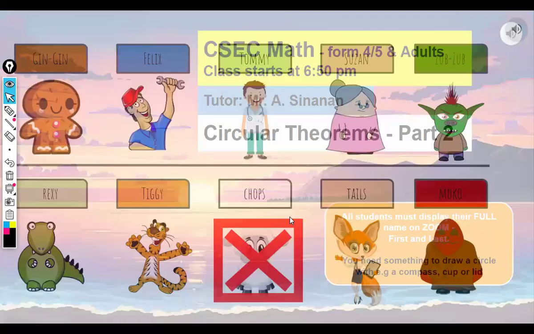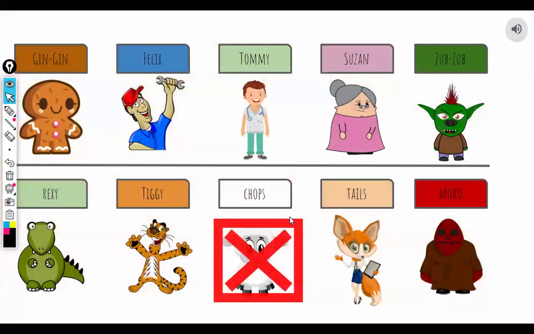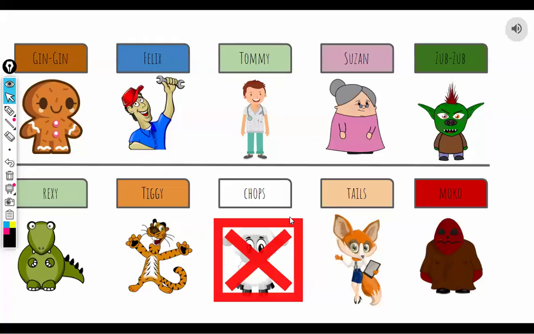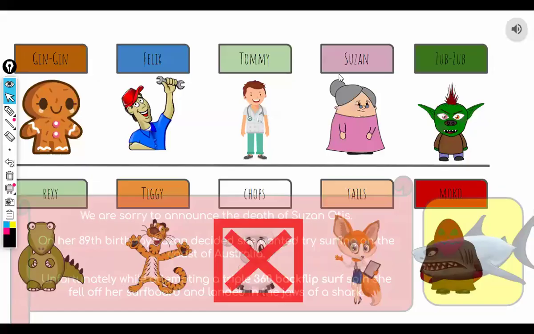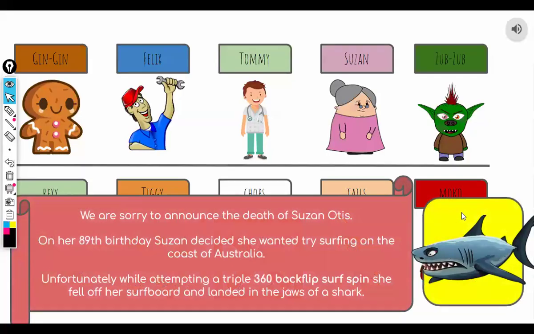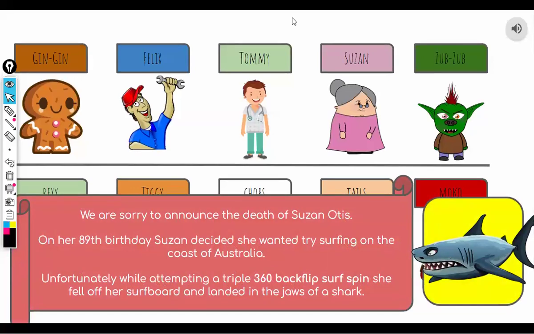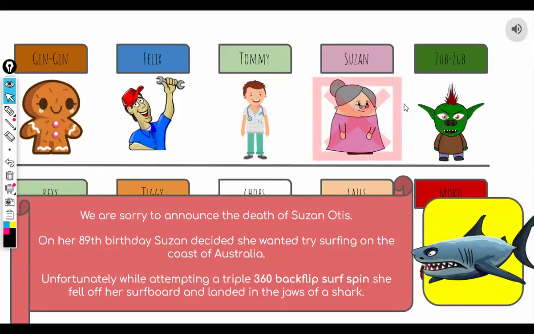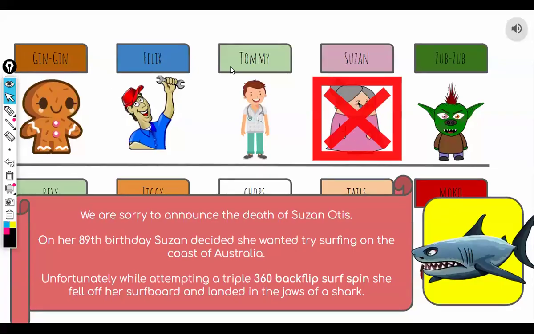All right, so let's see who's next on the list to go here. I think we deserve a little small brain relaxer after that. So the first person to go was Chops. Let's see who's next on the list. Sorry, we're sorry to announce the death of Susan Otis. Apparently, Susan, at the age of 89, decided to go surfing, and a shark got her. So if anybody chose Susan, you're out of the game. All right. So two people are gone, Chops and poor Susan. Let's move on.